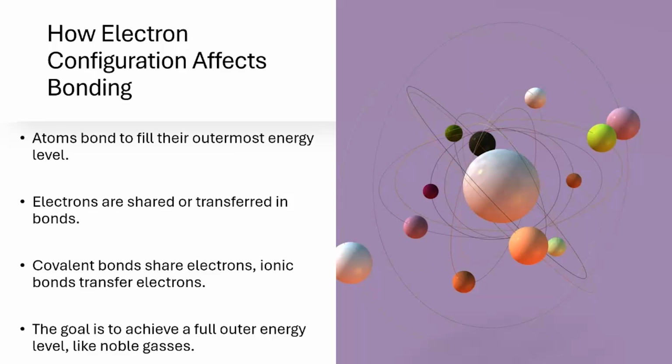Think of it like a group project where everyone just wants to get a perfect score. Atoms can either share electrons, which is covalent bonds, or transfer them, which is ionic bonds, to fill the outer energy level. The goal is to be like noble gases, which have a full outer shell and are basically the coolest atoms in the periodic table. So whether our atoms are sharing or taking electrons, it's all about filling that outermost shell. It's like being at a party where everyone wants to sit in the VIP section. Let's see how these bonds form in compounds.